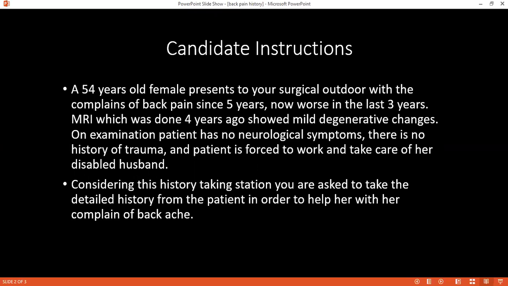What if there are red flag symptoms that the patient comes with? It will be emergency surgery. Very good. Emergency. Very good. Thank you.